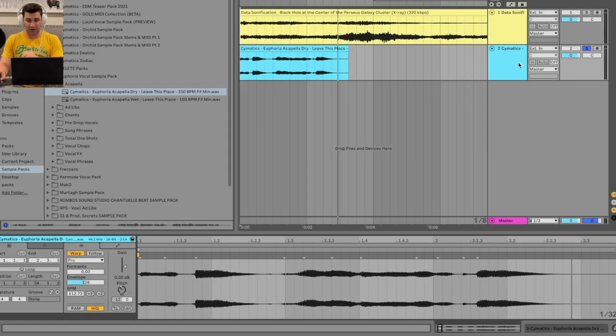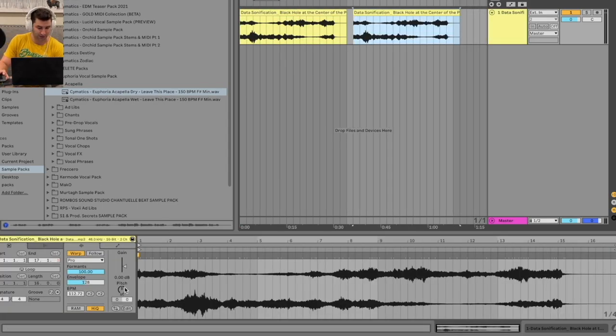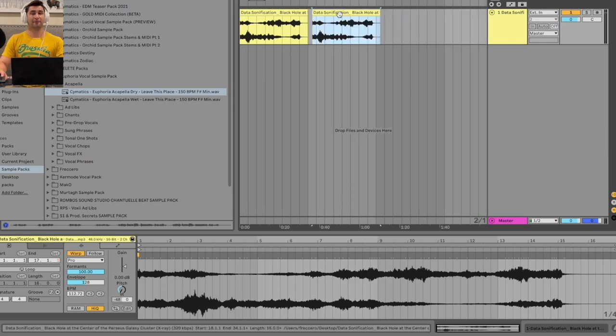So what we're going to do is take this sample right here. I'm now going to copy and paste it, and pitch it down with the formants on 48 semitones. That means we're pitching it down 4 octaves. That's the maximum Ableton would do. So now it sounds like this. So that's it pitched down 4 octaves.